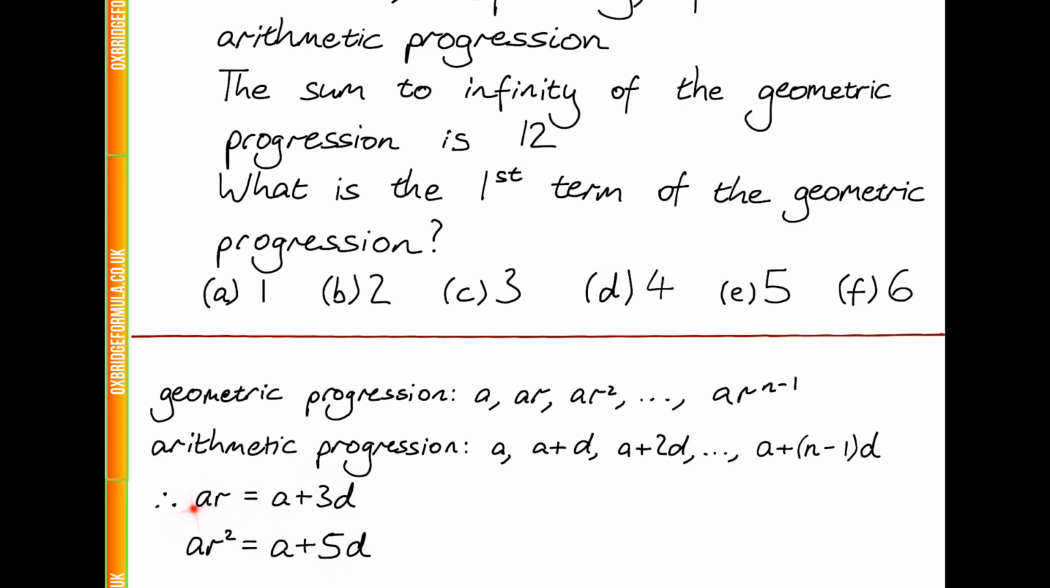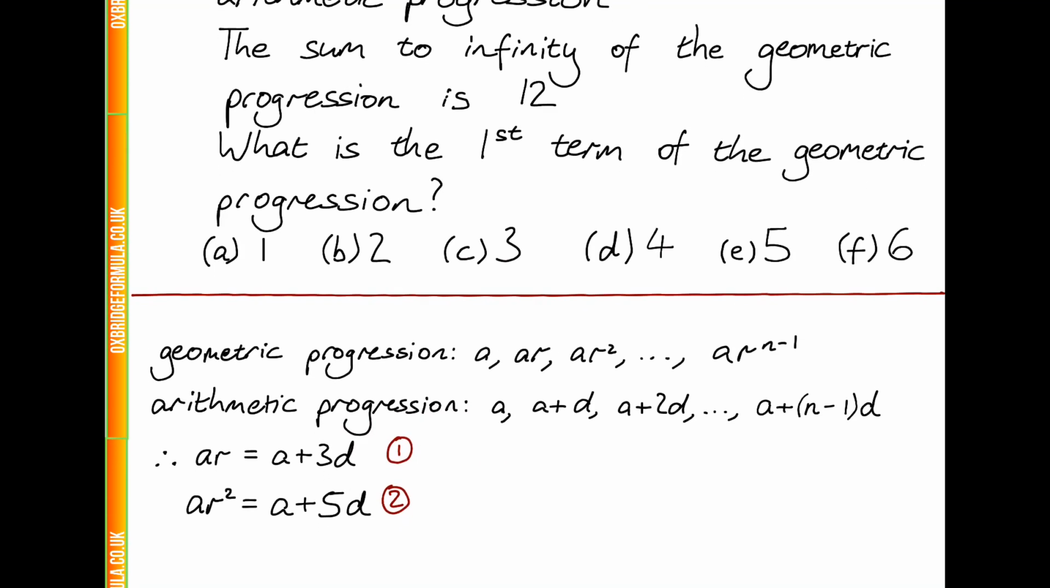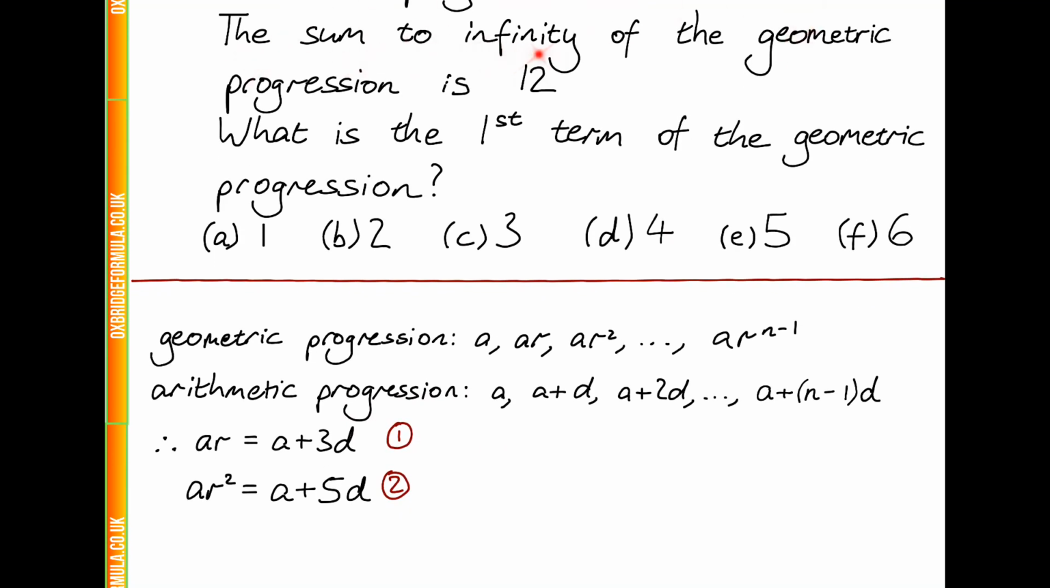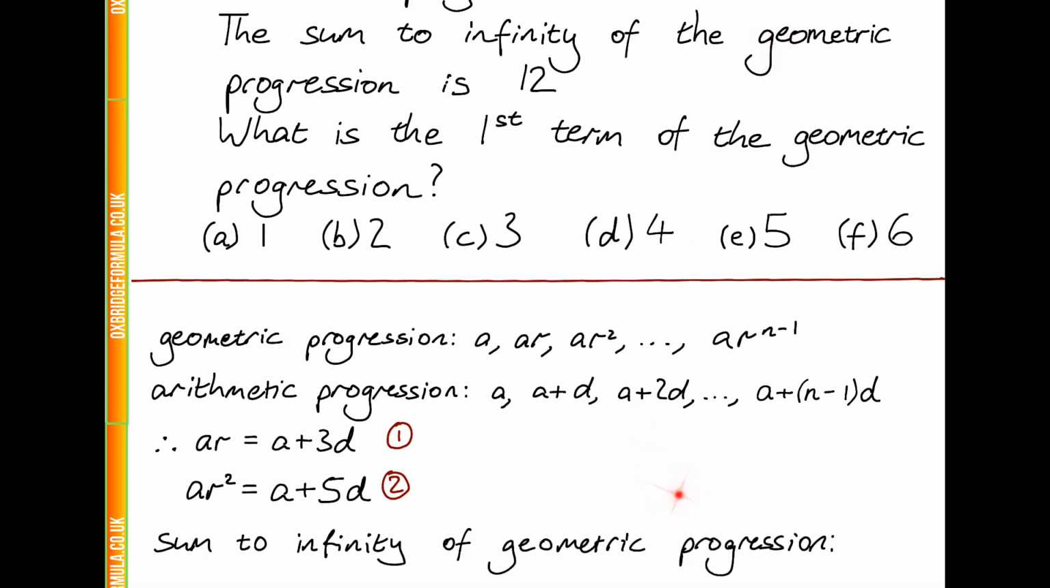So we have these two equations with the unknowns a, r and d. So let's call these equations 1 and 2. And now how can we use the piece of information that the sum to infinity of the geometric progression is 12? Well, we have a formula for the sum to infinity of a geometric progression, which is a divided by 1 minus r, where a is our first term and r is our common ratio. And this is only true if the value r is between minus 1 and 1, if its absolute value is strictly less than 1, because otherwise the sum to infinity doesn't exist, because the sum diverges.